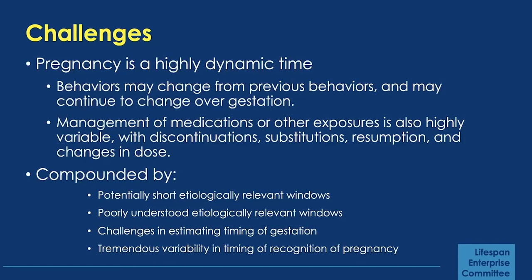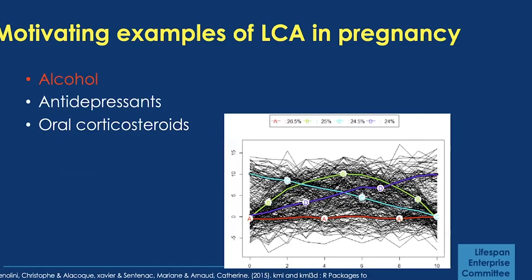So I'm going to go through 3 specific examples of using longitudinal cluster analysis in pregnancy, and we're going to start by talking about alcohol exposure in utero.